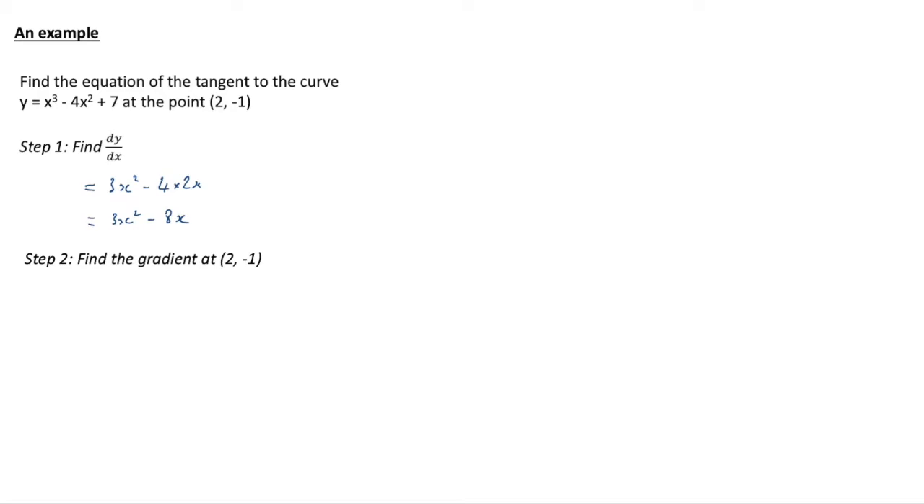Step 2, find the gradient at the point. The x value is 2, so we need dy/dx when x is equal to 2. We just substitute 2 in for x in the formula for dy/dx, which gives us 3 times 2 squared minus 8 times 2. 3 times 2 squared is 12, 8 times 2 is 16, so that's 12 minus 16, which gives us minus 4.